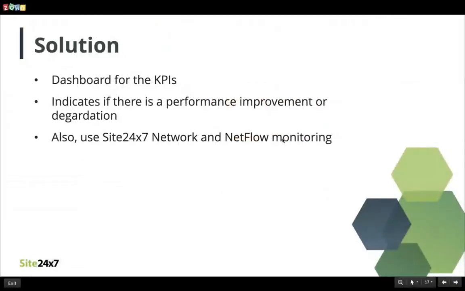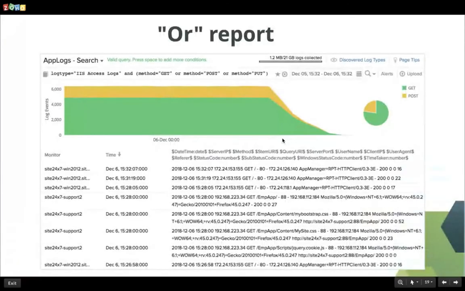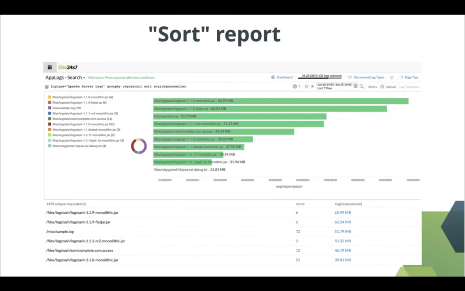We were discussing query language based search. Here are some more examples. This is the search result when you use OR in the query, which will fetch you the results based on the given conditions that you provide here. And this is a sort report that will sort based on the conditions you provide.